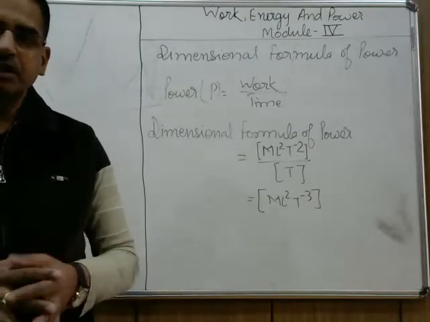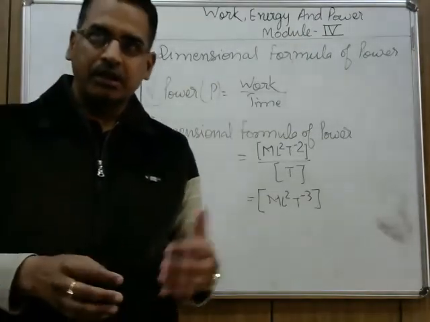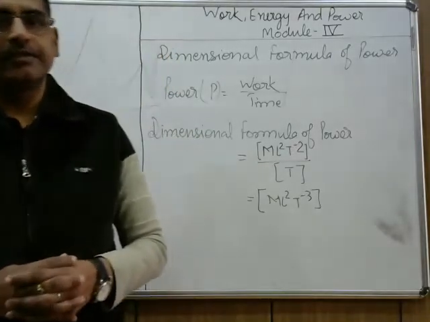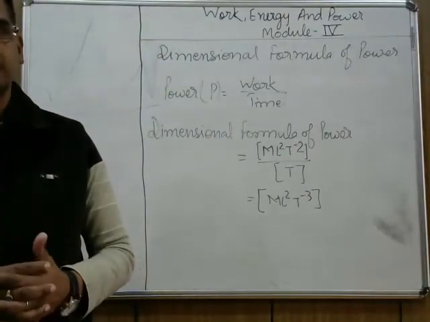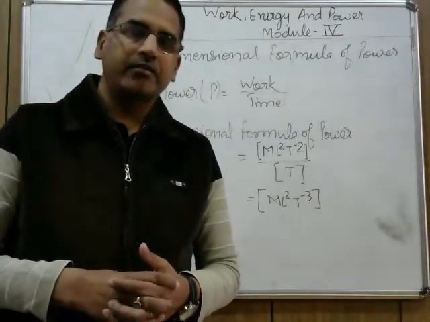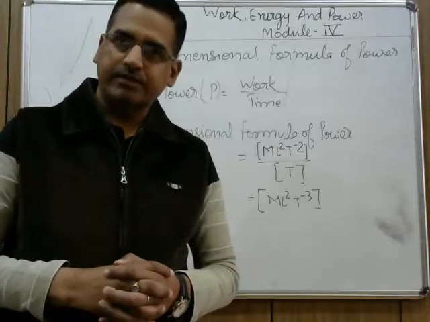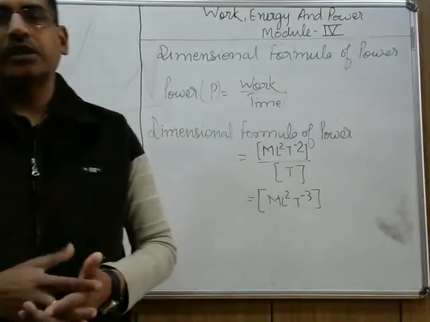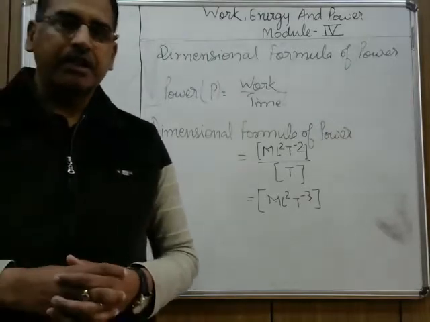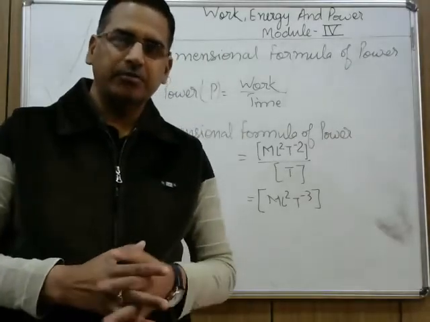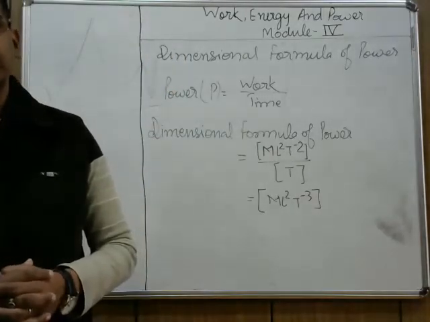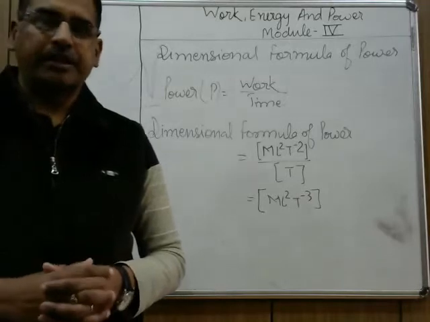The next is, what are the other units? Other and bigger units of power are kilowatt. In 1 kilowatt there are 1000 watts, and 1 horsepower. In 1 horsepower there are 746 watts. Finally, what is the dimensional formula of power? So power is defined as rate of doing work. So by that formula we can get the dimensional formula of power, and it comes out to be ML²T⁻³.